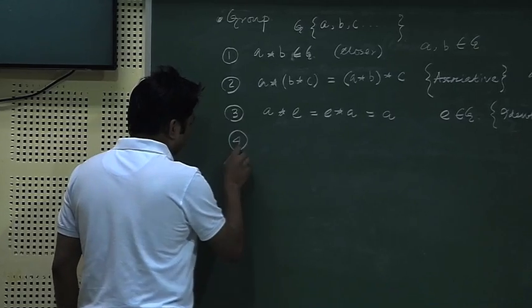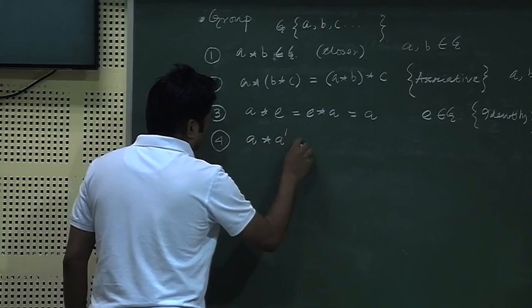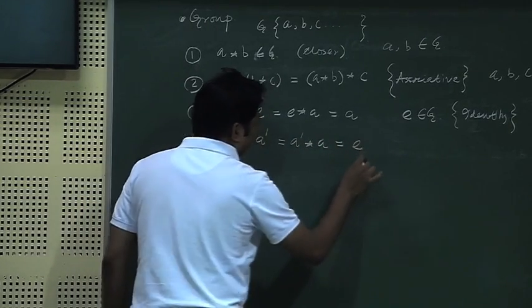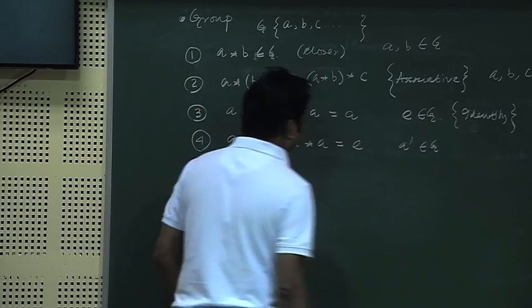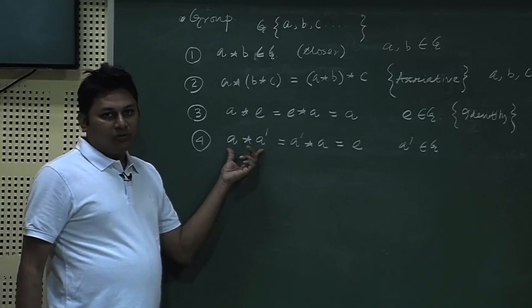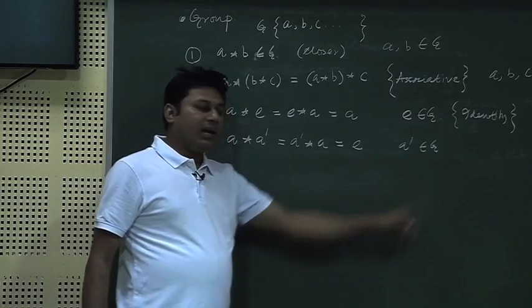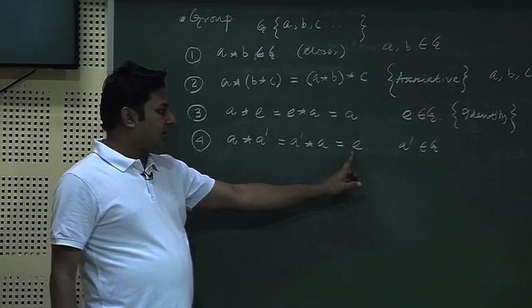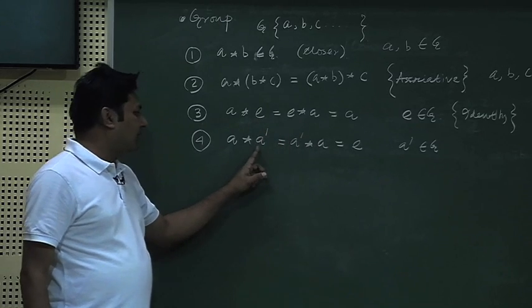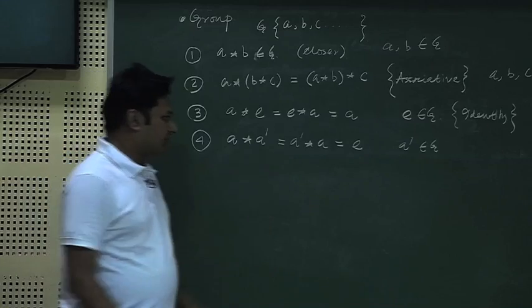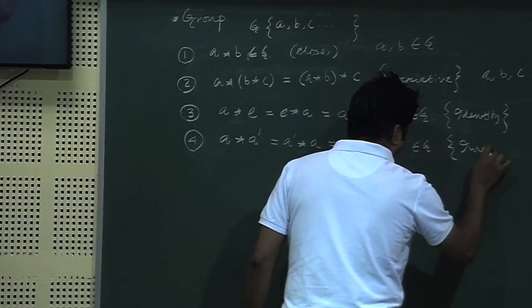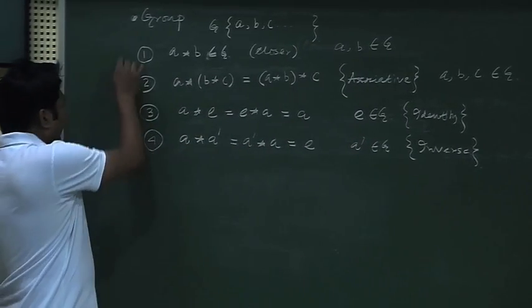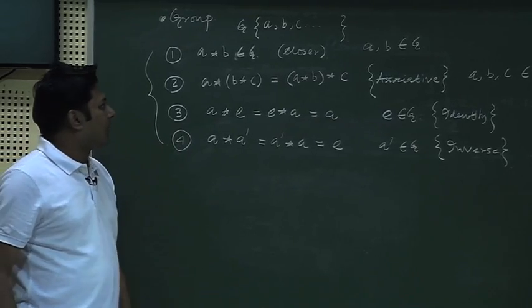For A star, where A star is also an element of G. This A prime also is an element of the set G, and I operate this A with this A prime, and as a result I am getting back my original identity element. So, this is called the existence of inverse. So, inverse should exist.